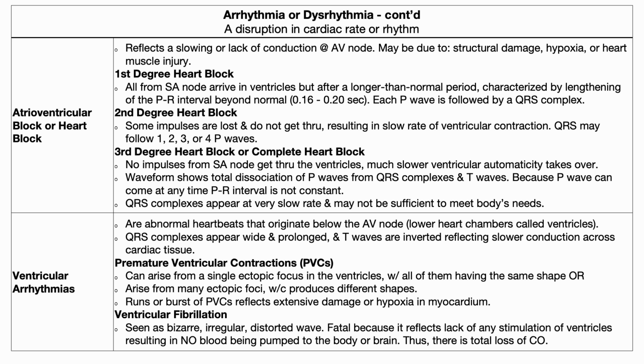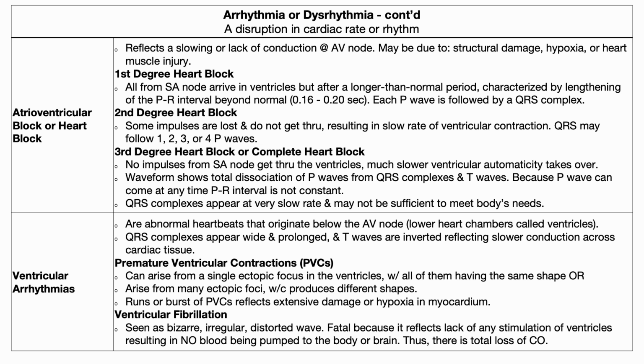Then, the premature ventricular contractions or PVCs. So this can arise from a single ectopic focus in the ventricles, with all of them having the same shape QRS, or from many specific foci which produce different shapes. Runs or bursts of PVCs reflect extensive damage or hypoxia in the myocardium.